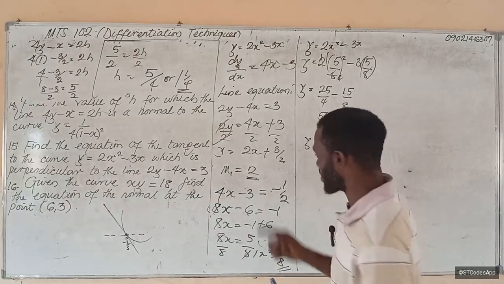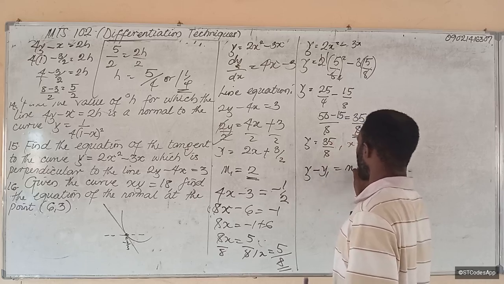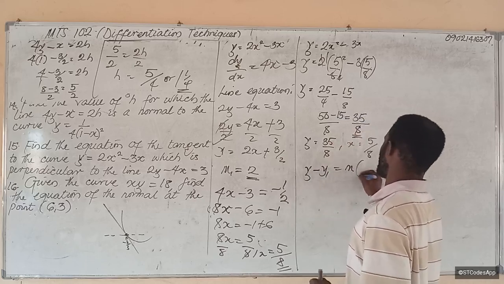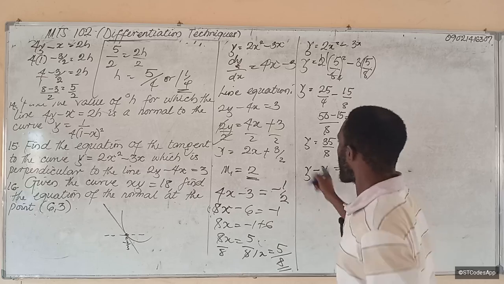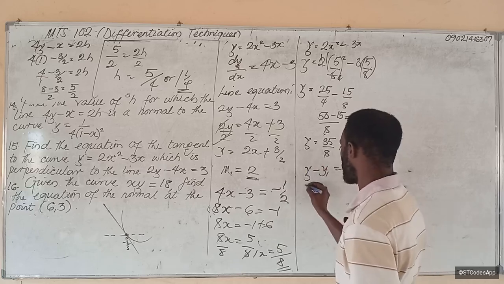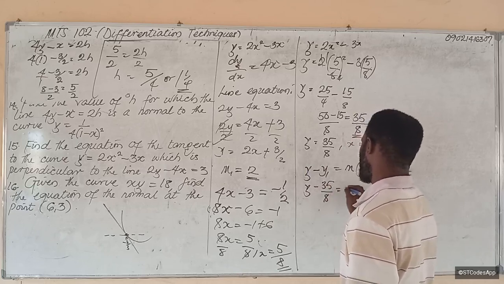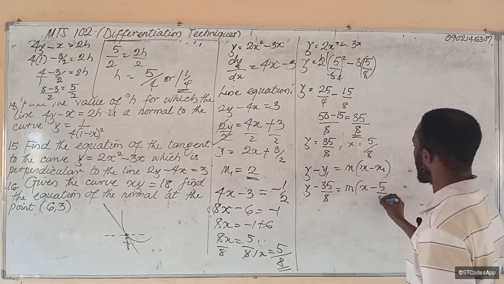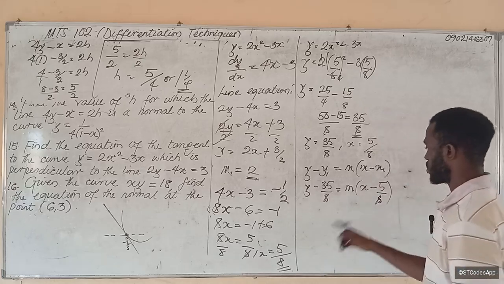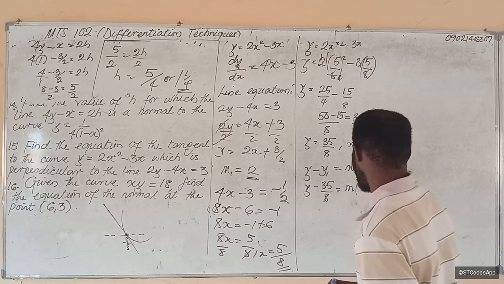The equation of the tangent, remember that we have this equation: y minus y1 is equal to m into bracket x minus x1. So this is what we use. We have one point, which is 35 over 8 and 5 over 8. So y minus 35 over 8 is equal to m into bracket x minus 5 over 8.